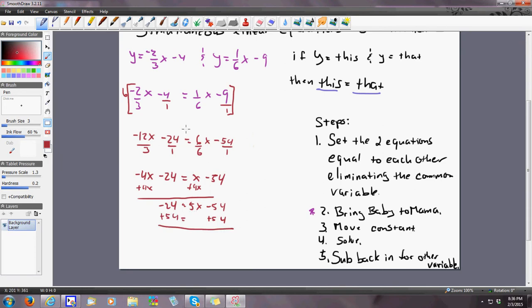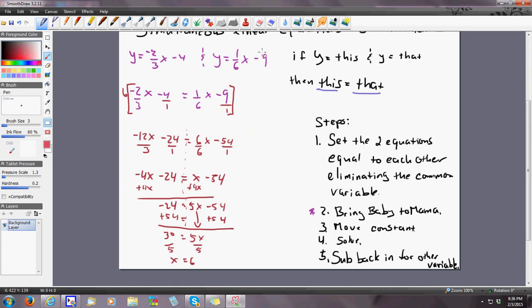And you have to be really careful with your equal signs. Make sure you know where you're going. That becomes 30 equals 5x, divided by 5, x equals 6. I now know that x equals 6. And so I'm going to go back.